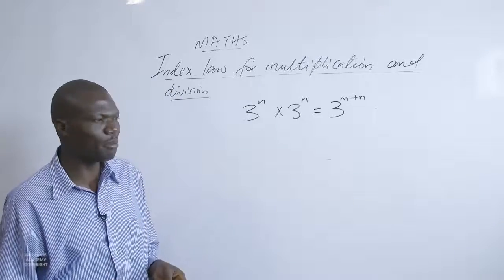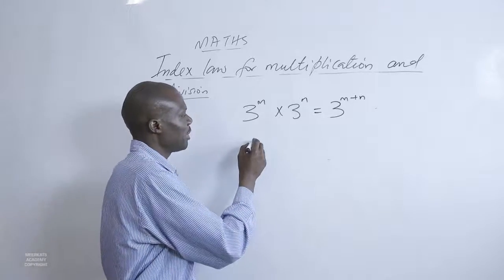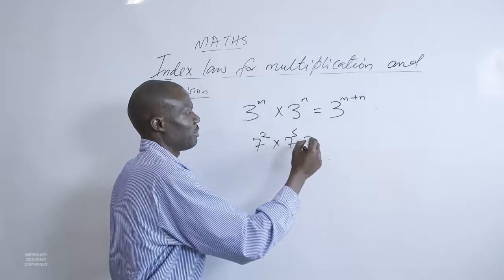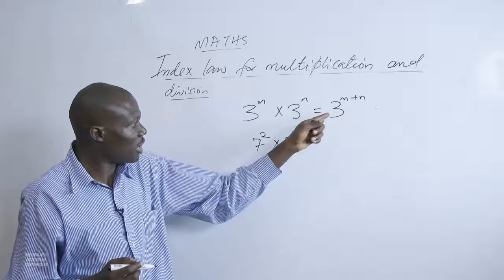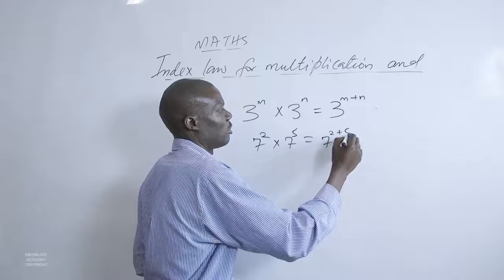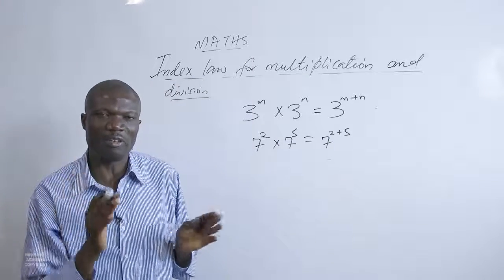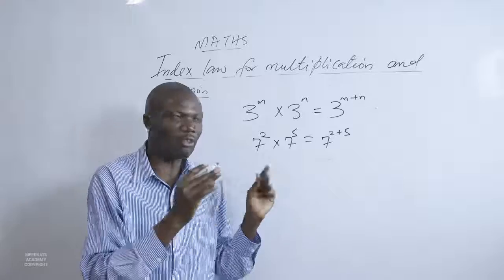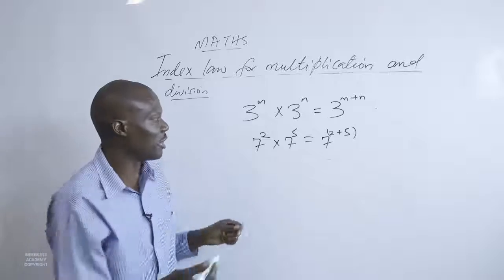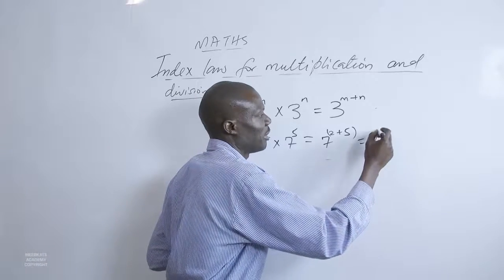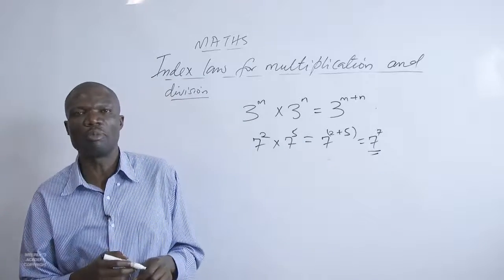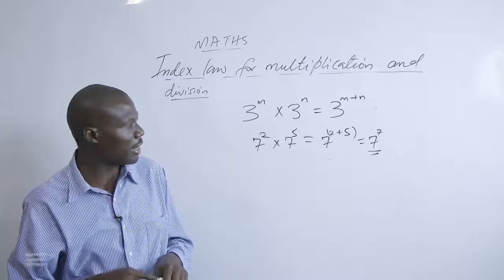If we use an example, let us take 7 raised to 2 multiplied by 7 raised to 5. From this rule, our solution should be the same as 7 raised to 2 plus 5. 2 was a power, 5 was a power. So we add these because they are numerals. We can add them together. You find our answer to be 7 raised to the power of 7. That is the law of multiplication concerning indices.